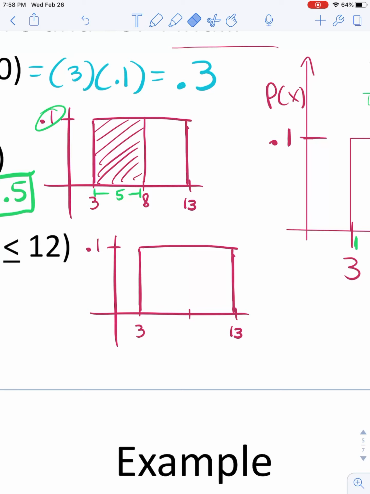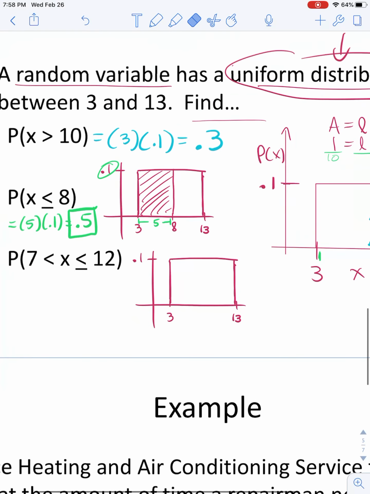So this time they want to know about 7 to 12. Here's 7, somewhere around here. Here's 12, somewhere around here. They want to know what's the probability that x is between 7 and 12. So what's the probability that x is in this little rectangle?